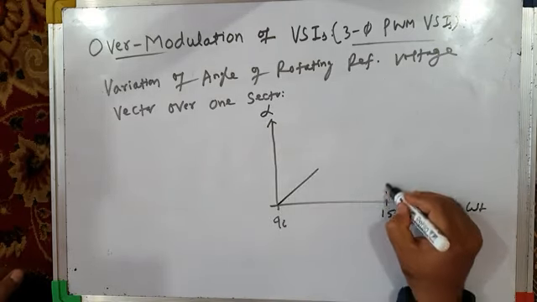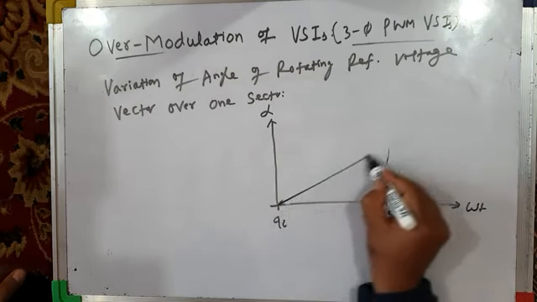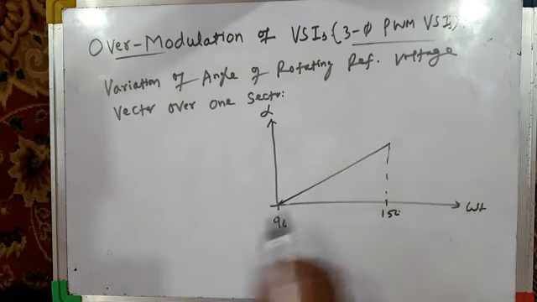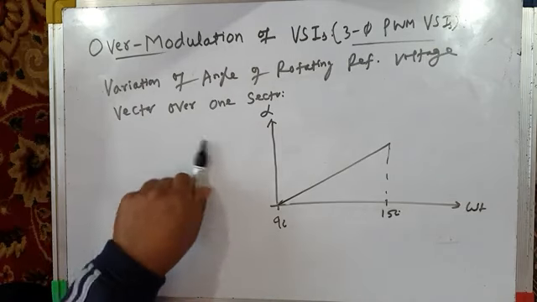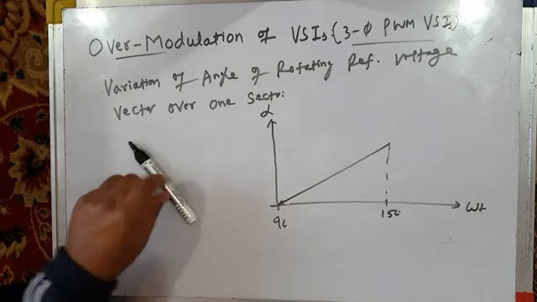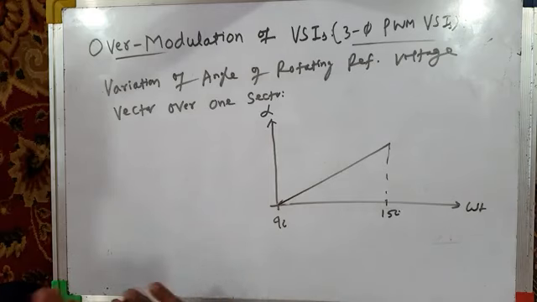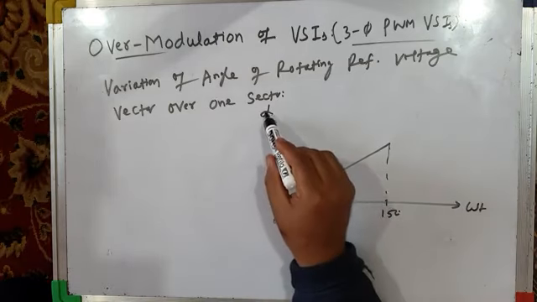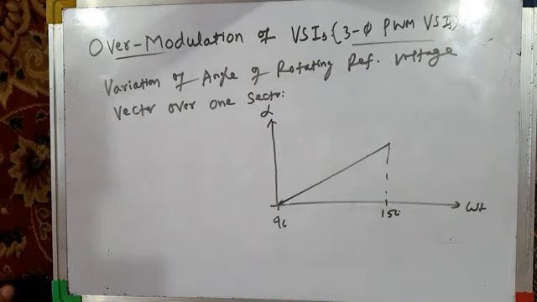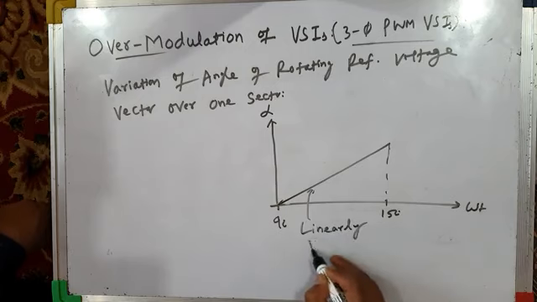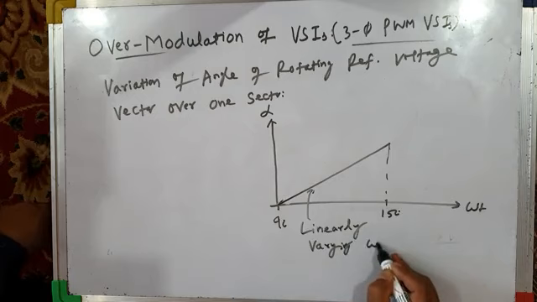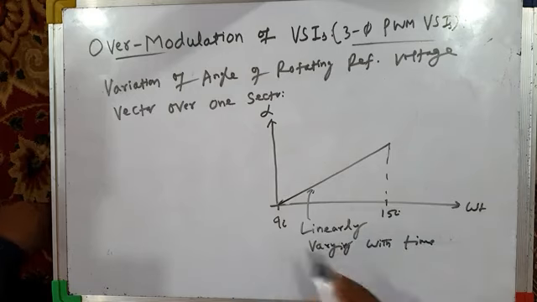You can see this angle varies linearly over this sector. This is the variation of angle, because your rotating reference vector moves like this. No doubt sometimes its magnitude is high, sometimes it is low, but it moves at a constant speed. So the variation of angle of the rotating reference vector is linear in one sector, and hence it is linear over the entire line cycle. I will write here: linearly varying with time.